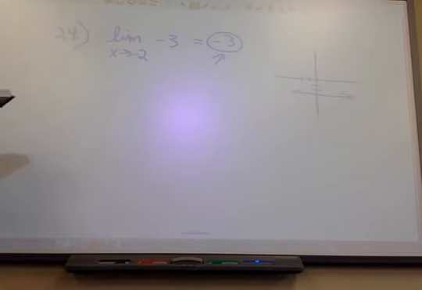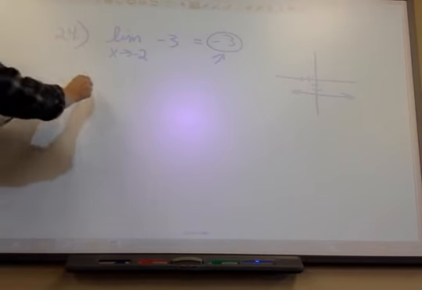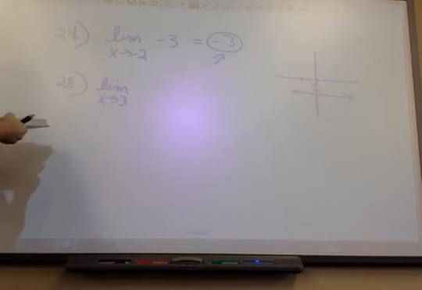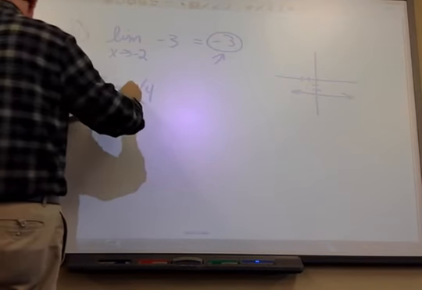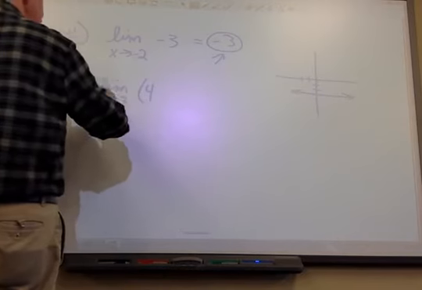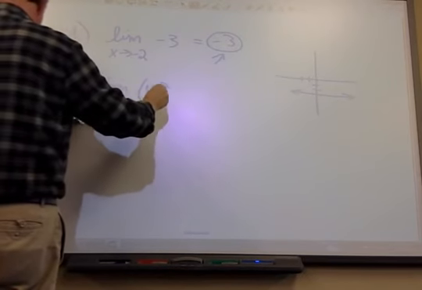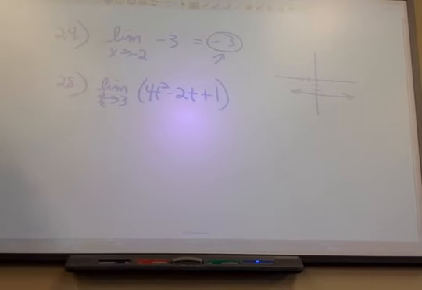What would you say about 28? The limit as t approaches 3 of 4t squared minus 2t plus 1. These are t's. Okay.